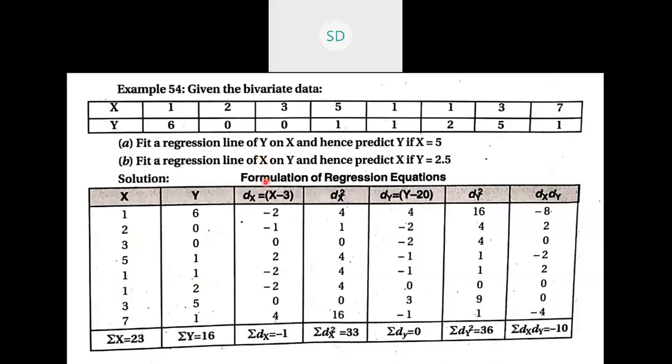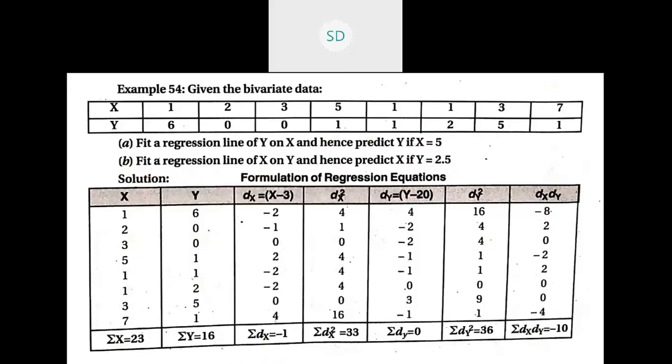Okay, now let us quickly see one more problem here. Given the bivariate data, where they have given us the values of x as well as y, fit a regression line of y on x and hence predict y if x is equal to 5. So the regression line is nothing but the regression equation you have to find out. The formula which we usually use is x minus x bar is equal to b into y minus y bar. That is the regression line formula or equation. So here we have to find out the equation first, and after that we are supposed to predict certain values. First the regression line is y on x, and we have to predict y when x is given, and then fit a regression line of x on y and predict x if y is 2.5.